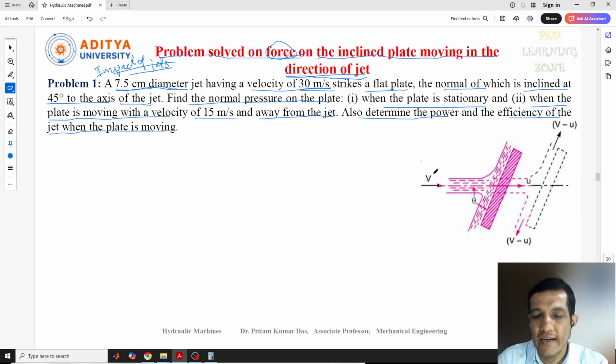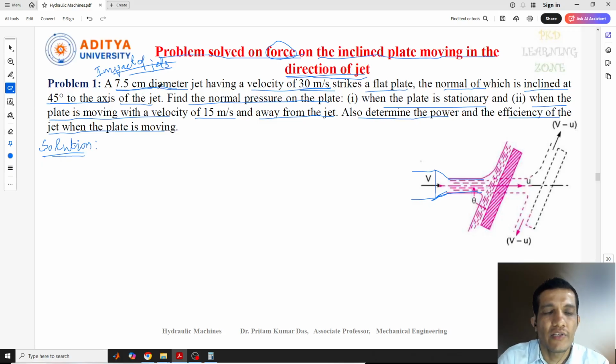Based on this category of problem, we have already discussed the derivations in our last lecture. There we identified the force exerted by the jet of water on the inclined plate when the plate is in moving condition. So we will solve this problem using the formula. Let me write down the data given here. This is the solution, and I'll write it one by one.